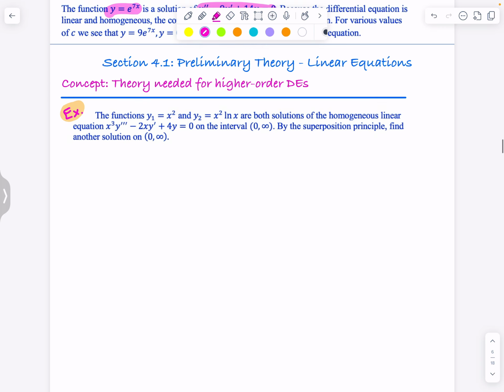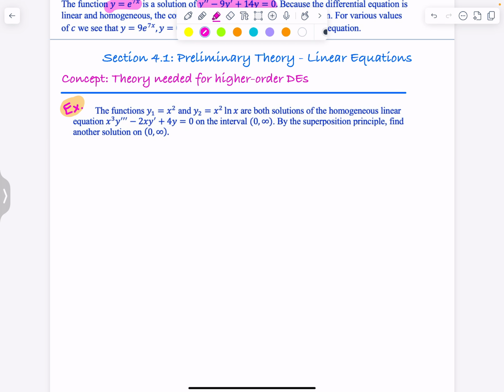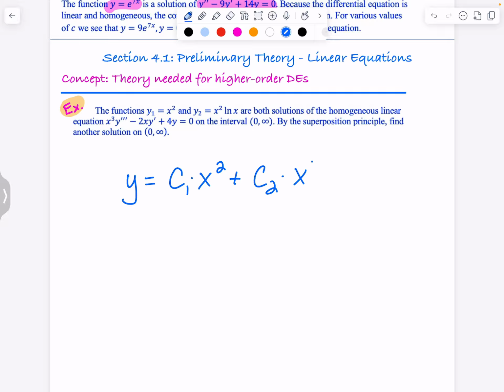So taking a look at this problem, they gave me y1, y2. So my new solution is as easy as this: c1 times x squared plus c2 times x squared times ln of x. We're done. That's our answer. That easy. So if you have multiple solutions and they tell you to come up with another solution, then we just put them together with C's.